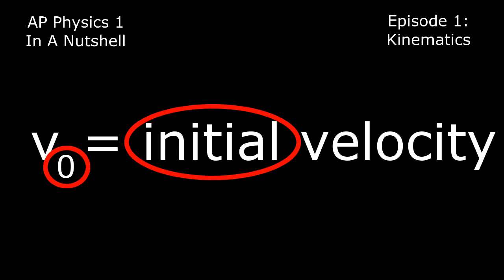Let's go on a quick tangent and discuss the variables to be used in kinematics. You've got your V, which is velocity. You've got your subscript of 0, which means initial. You've got your A, which is acceleration. Quick tangent from the tangent.